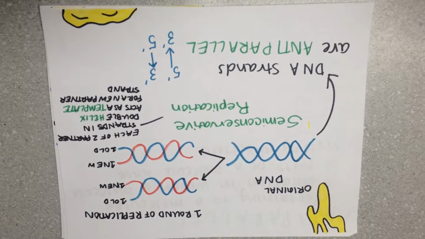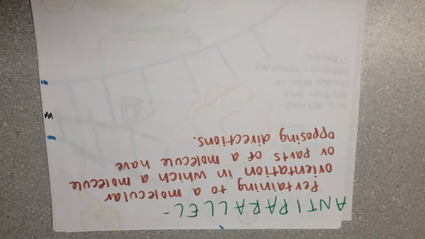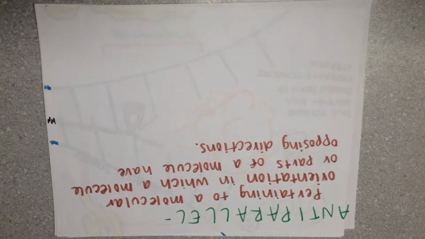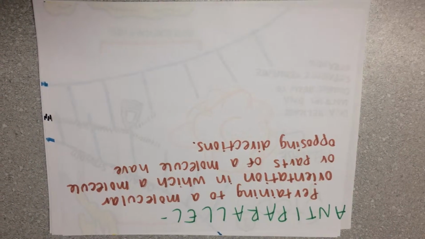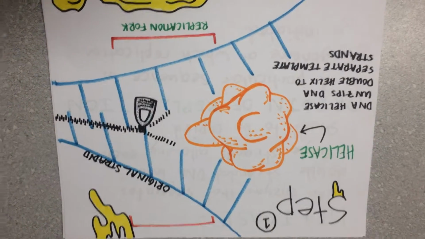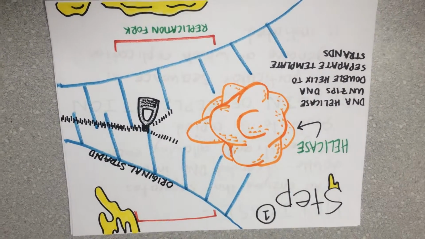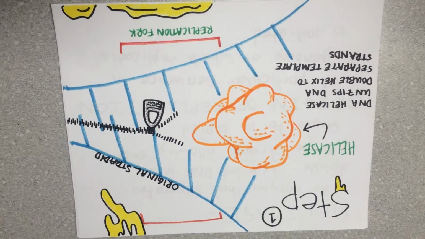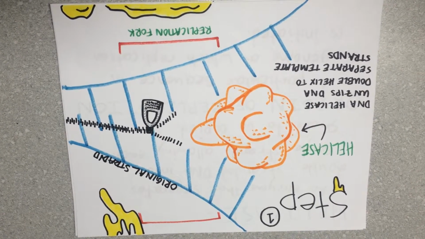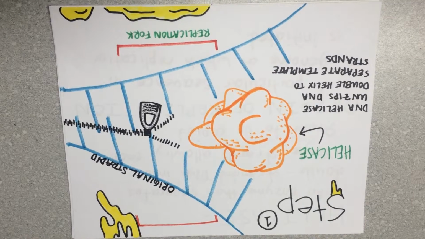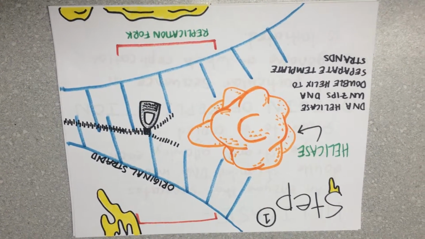DNA strands are anti-parallel. Anti-parallel, pertaining to a molecular orientation in which a molecule or parts of a molecule have opposing directions. The first step of DNA replication starts at the origin of replication, where a DNA helicase enzyme unzips the DNA double helix to separate template strands, which is called the replication fork.